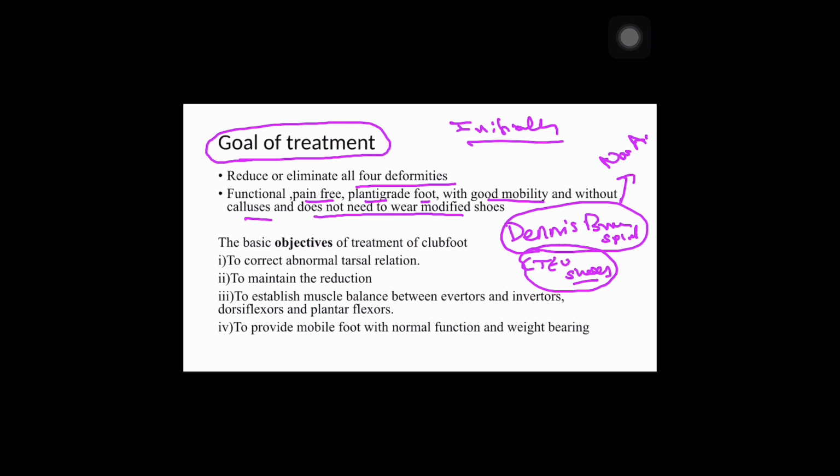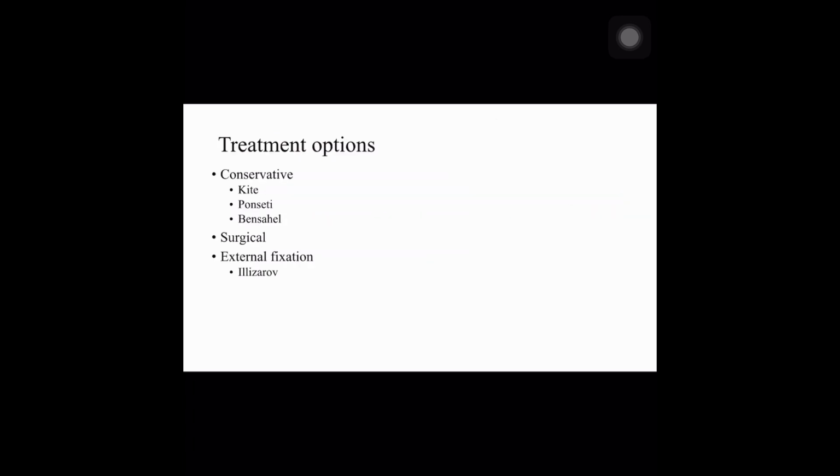Now, the basic objective of the treatment of club foot is to correct abnormal tarsal relation, to maintain reduction, to establish muscle balance between extensors, evertors, and invertors, and to provide a mobile foot with normal functioning weight bearing. Now, there is the Ponseti method and Kite's method, the major one being the Ponseti method. I'll just give you an option right from this slide, and then we'll move on to the other slides.